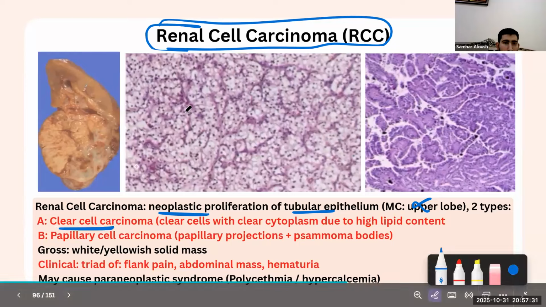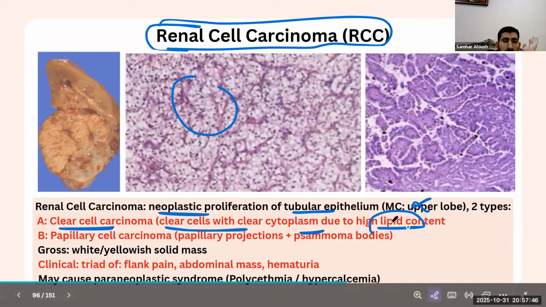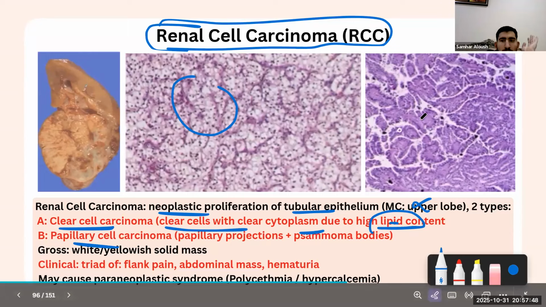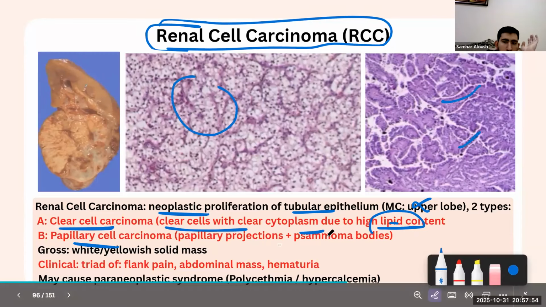Either clear cell carcinoma, which looks like this. It's very clear. See how white it is, because it's full of adipose tissue. So clear cells with clear cytoplasm due to high lipid content. In renal cell carcinoma it can be clear renal cell carcinoma, where the cells are white because they are full of lipid. Or it can be papillary cell carcinoma. What does papillary mean? Finger-like projections. See here how there are finger-like projections. That's the other type.